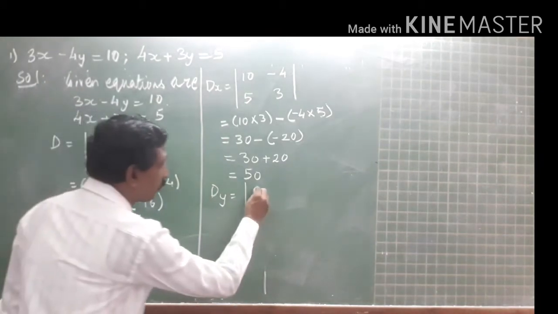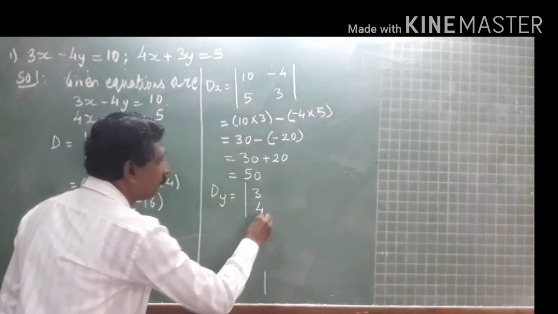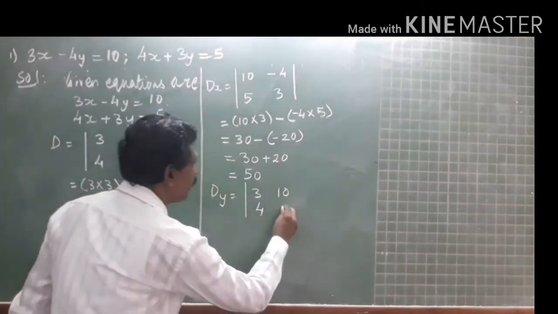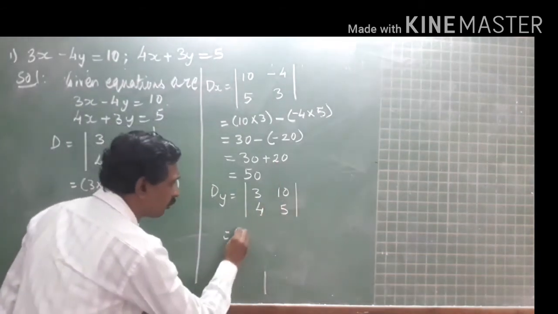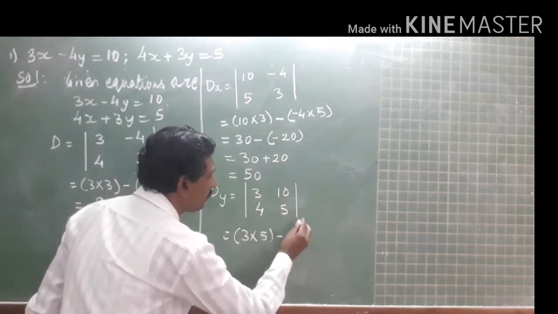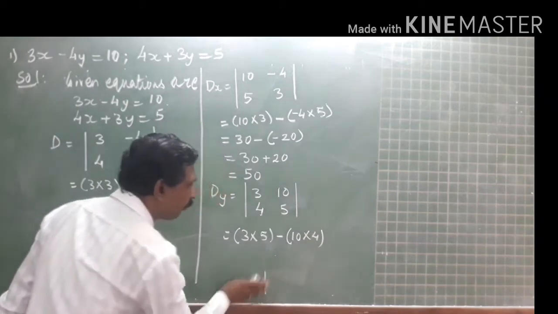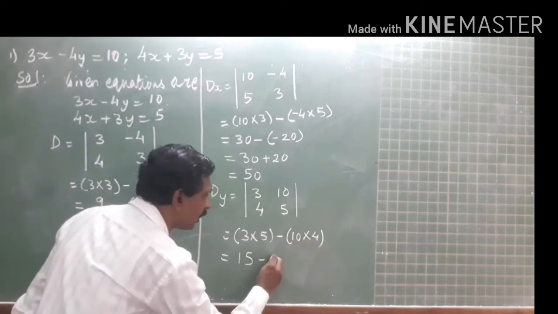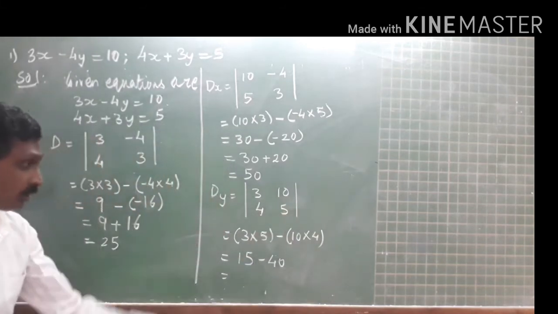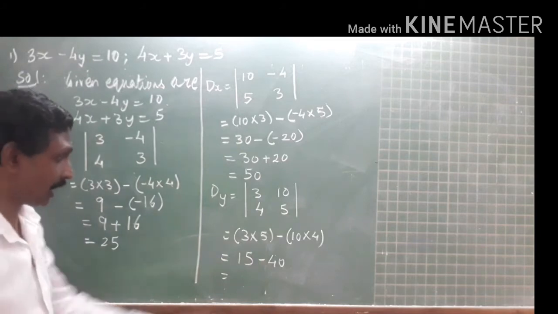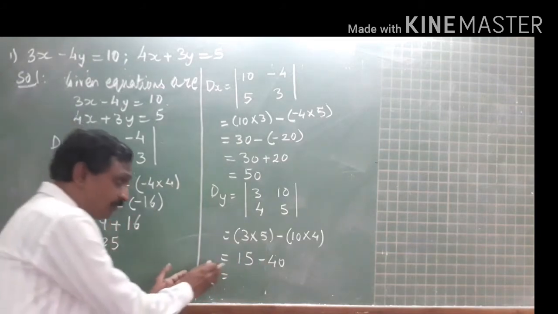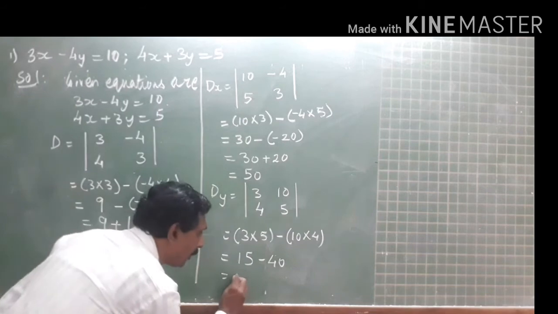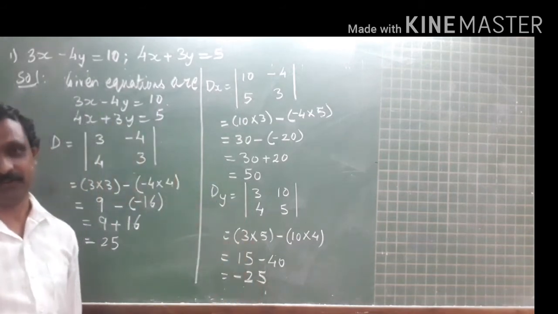a1 a2. What is a1 a2 over here? 3 4. And what is c1 c2 here? 10 and 5, which is equal to, again cross multiply, 3 multiplied by 5 minus 10 multiplied by 4, which is equal to 3 5s are 15 minus 10 4s are 40. Now if you see, you have got 40 with the negative sign and 15 here. So 15 take away 40 will give me how much? Minus 25. Okay?